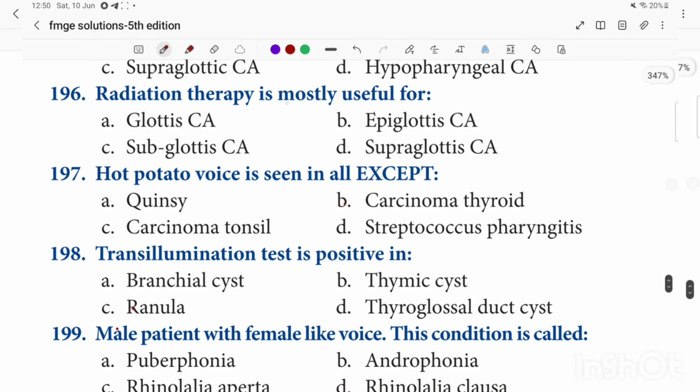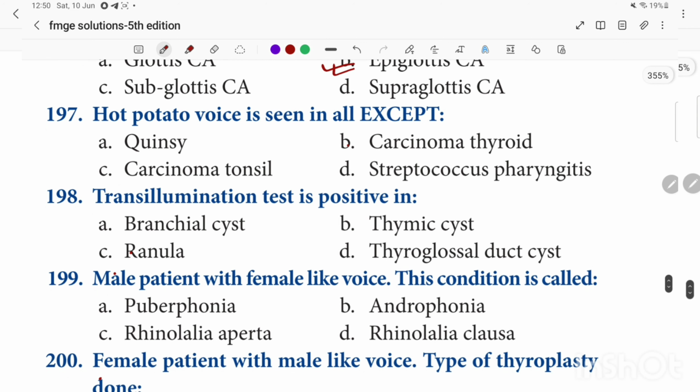Radiation therapy is mostly useful for epiglottis carcinoma. Hot potato voice is seen in all except: it is seen in quinsy, carcinoma of tonsil and pharyngitis. In carcinoma of thyroid, hot potato voice is not seen. So the answer is carcinoma of the thyroid.